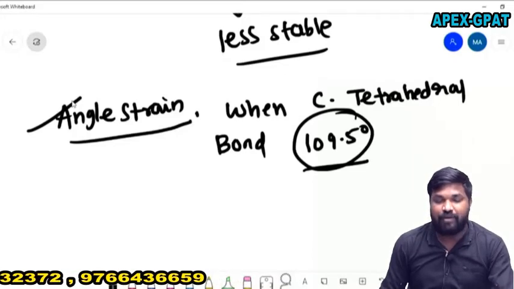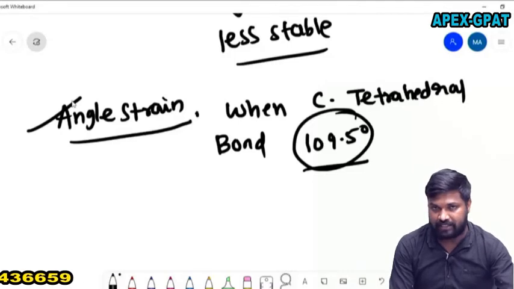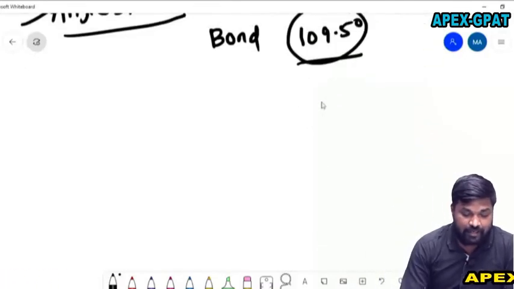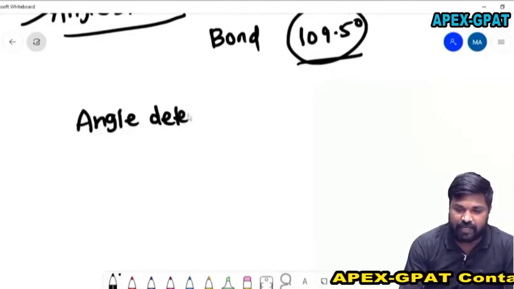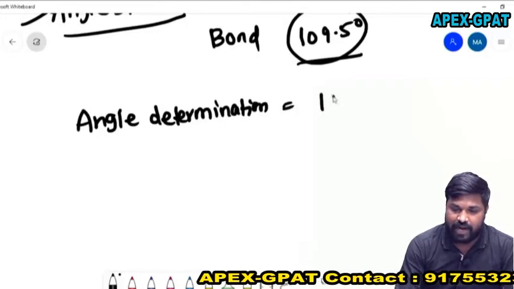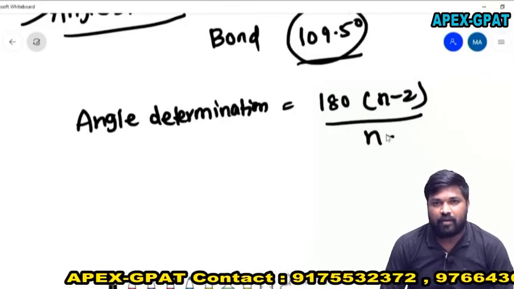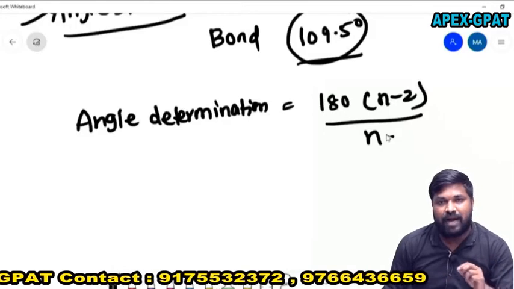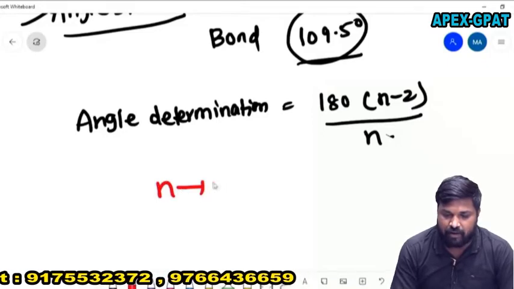Okay, now we'll see what the actual bond angle is for the cycloalkanes. For angle determination, the formula is 180 into n minus 2 by n. What is the n here? N is the number of carbons.